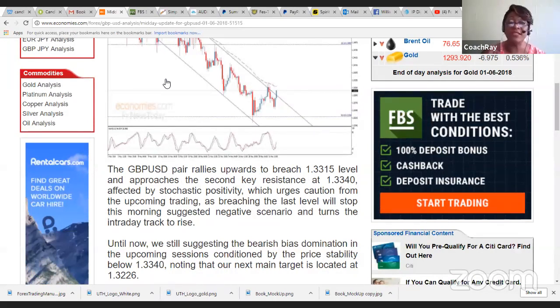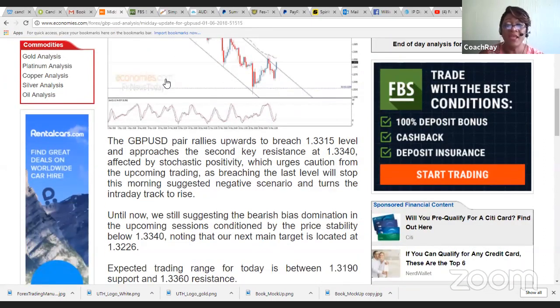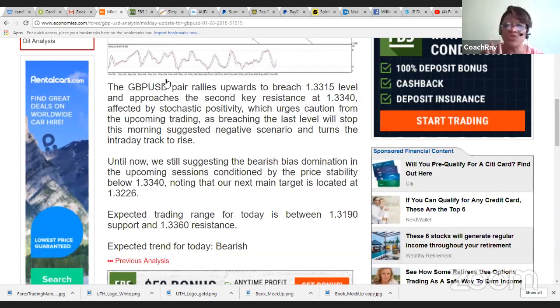Until now, we're still suggesting the bearish bias domination in the upcoming sessions, conditioned by the price stability below 1.3340, noting that our next main target is located at 1.3226. What does that say? It's still looking at a bearish trend. So if I'm trading on the 1 hour time frame or even higher, I want to look at this information and say, oh, okay, they're predicting a bearish move.